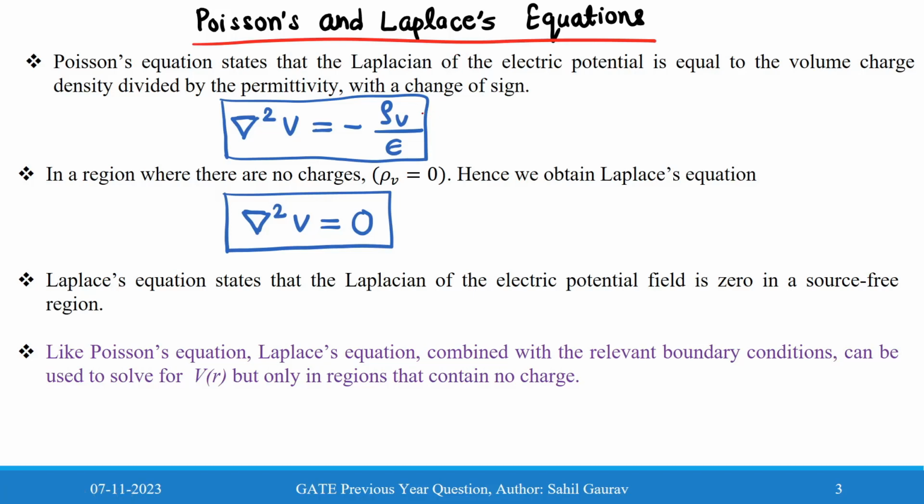So the first one is Poisson's equation, and this one is the Laplace equation.